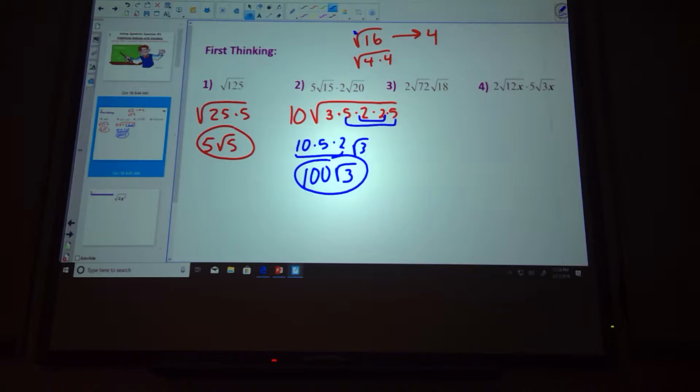Oh, yeah. 5 times 5 is what? 25. Square root of 25 is? 5. Where's that 5 now? Okay. That's exactly why. That's a huge thing. That's a leap to see right there. Good job.